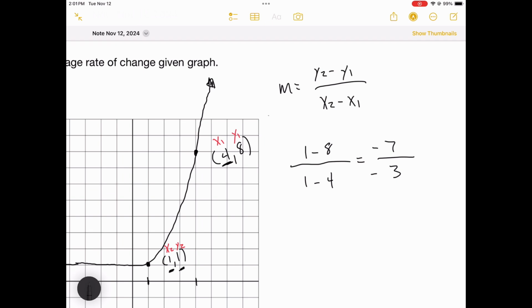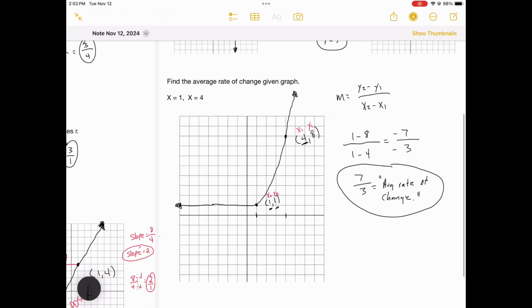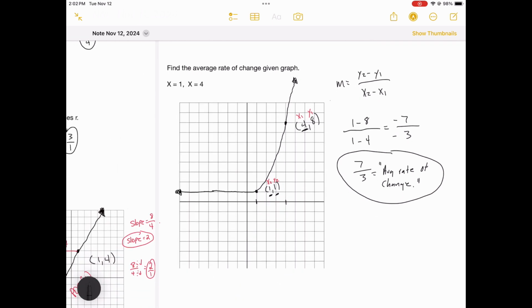So my average rate of change here is 7/3. That's my average rate of change of this curve. All right, that's all I got for you. Do the assignment. Good luck.